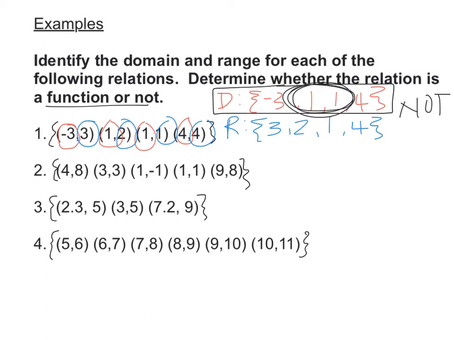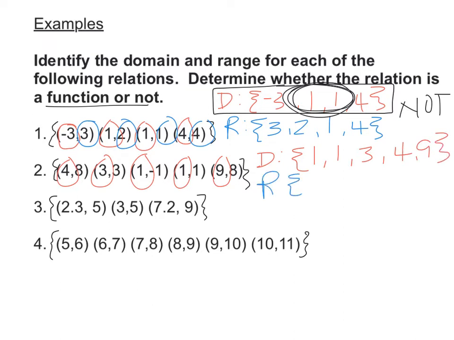If you look at the second example, our domain is 4, 3, 1, 1, and 9. So if you put that in order, you'd have 1, 1, 3, 4, and 9. That's from smallest to biggest. And our range would be all of the y values. So in order, from smallest to biggest, that would be -1, +1, 3, 8, and 8.